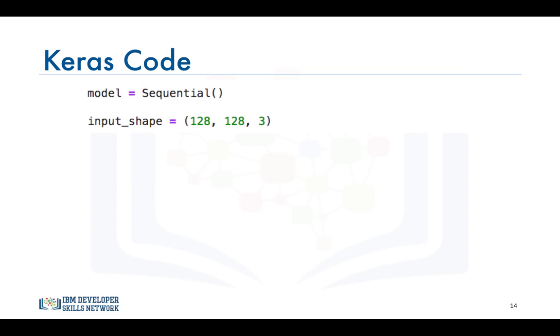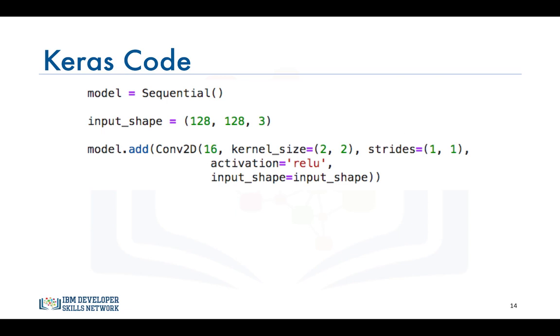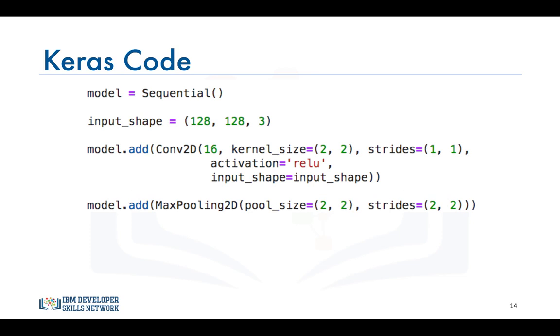Next, we start adding layers to the network. We start with a convolutional layer with 16 filters, each filter being of size 2 by 2, and slice through the image with a stride of magnitude 1 in the horizontal direction and of magnitude 1 in the vertical direction. And the layer uses the ReLU activation function. Then we add a pooling layer, and we're using max pooling here with a pooling size of 2, and the filter slides through the image with a stride of magnitude 2.